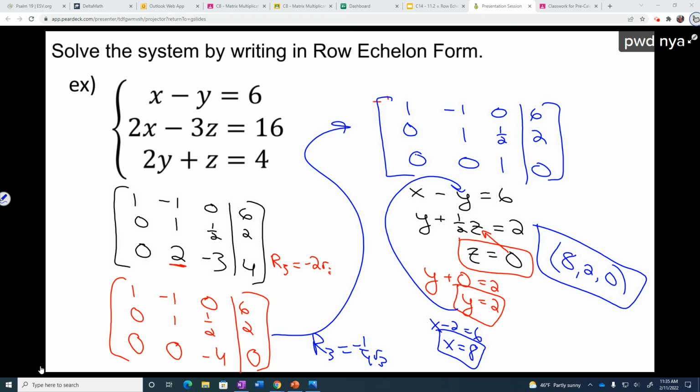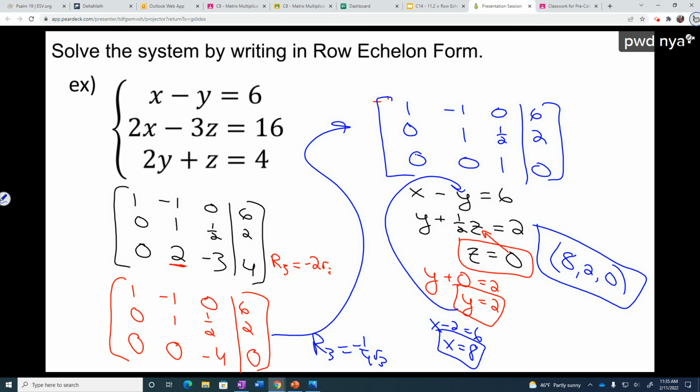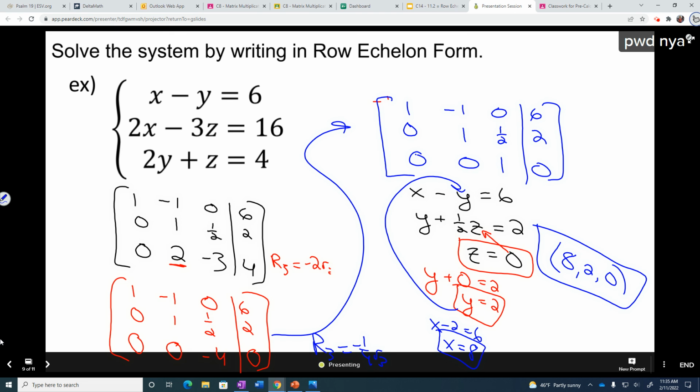And let's go ahead and just check a couple of them real quick. One on the top, 8 minus 2 is 6, that's good. 16 minus 0 is 16, 4 plus 0 is 4. That works on them. So I'll have you try one of these.